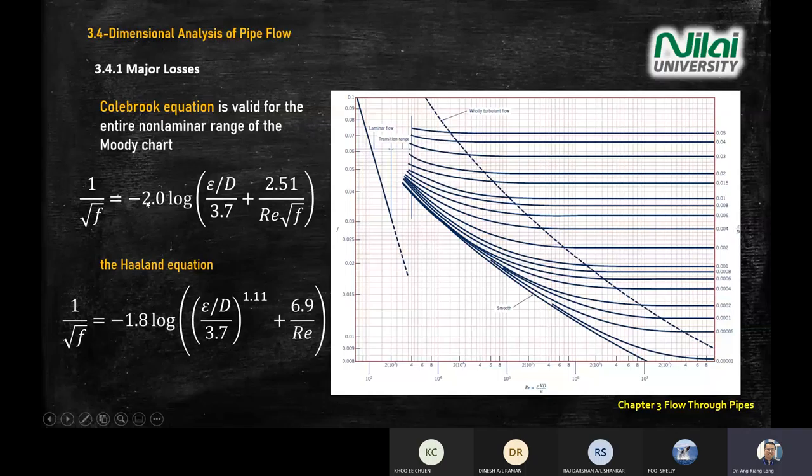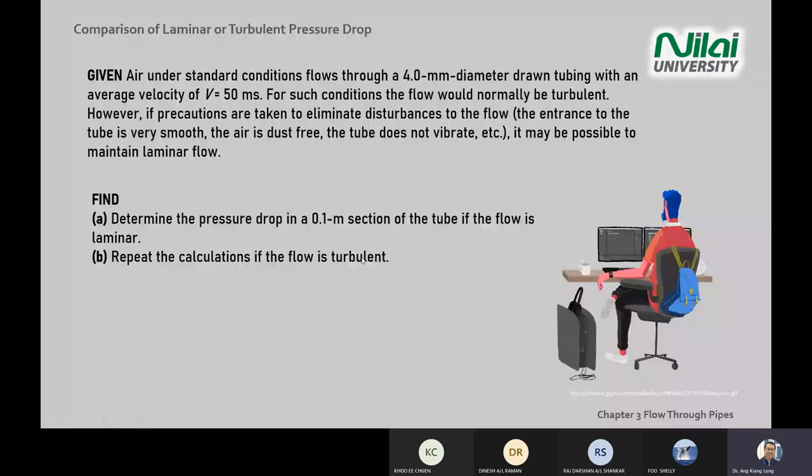Haaland is quite direct, but Colebrook, you have F on both sides. You have square root of F on one side, and square root of F on the other side. So you need to solve the log problem. You need to rearrange the equation in log form, then you can only solve for the square root of F. Haaland is quite direct. You just substitute the value, then you get your square root of F value. Okay, let's look at the application. How do we use the Moody chart and also the equation?